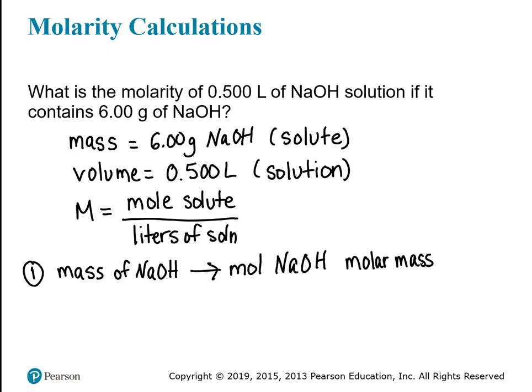Remember that you have to figure out the molar mass, and that means you have to go to your periodic table and figure out what the mass of a sodium atom is, an oxygen atom, and a hydrogen atom. I'm not going to go through and write all of that out. I will tell you that the molar mass that I have is 40 grams per mole. So try that in your own time and make sure that you get that too. The second thing that we have to do is use our molarity equation.